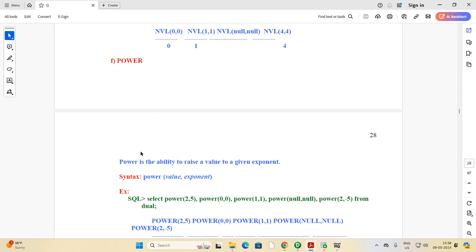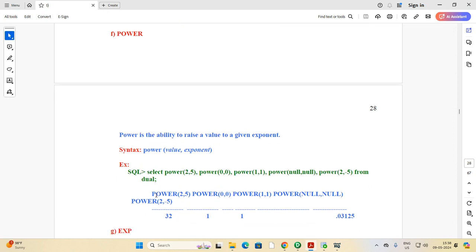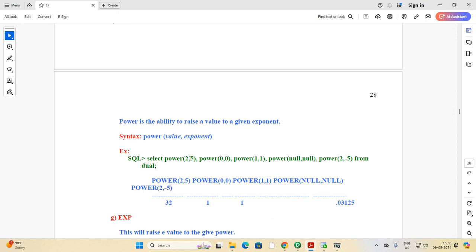The power function. Power is the ability to raise the value to a given exponent. Square root gives the square of the root, and it gives the original value. Like that, the power function takes a value and an exponent. If the value is 2 and the exponent is 2, 2 power 2, square, is 4. Like that, 2 power 5 gives 32.